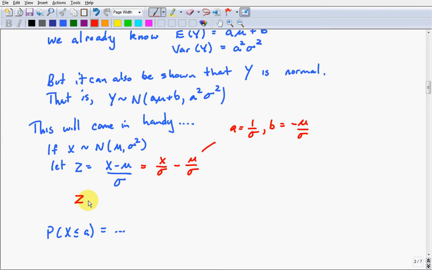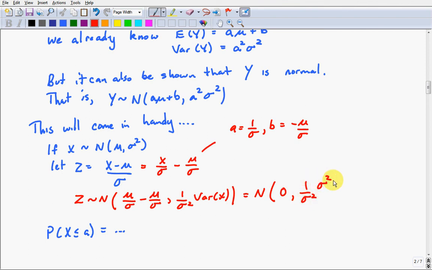We'll know that z will be normally distributed with expected value, well, we would plug in mu here. So we take x, we just plug in mu here. So it would be mu over sigma minus mu over sigma. And variance, well, we're multiplying by 1 over sigma here. So we would be multiplying by 1 over sigma squared times the variance of x, which is the same as saying it's normal, 0. These two cancel. 1 over sigma squared, the variance of x is sigma squared. So we get normal, 0, 1.